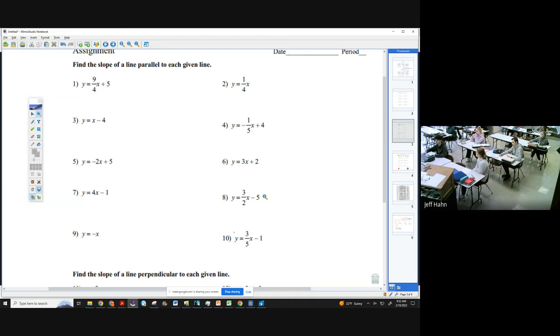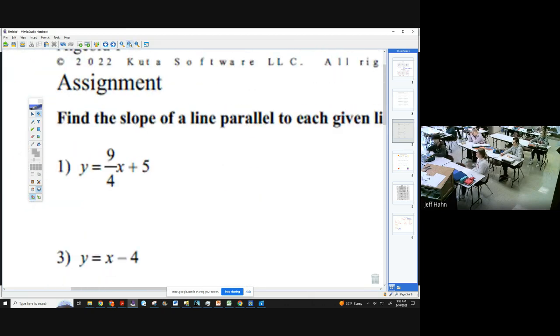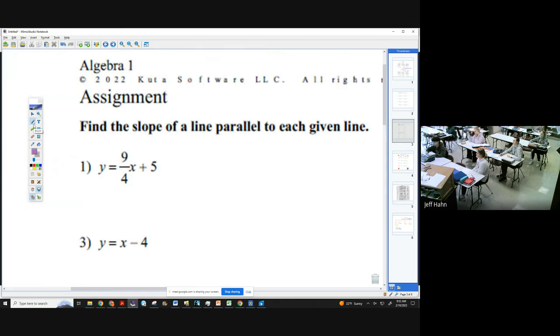5 is the y-intercept. What is the slope in slope intercept form? Remember, it's whatever's in front of the x. The answer to this would simply be 9/4. Every line parallel to this line would have to have 9/4 slope. I don't know if I'm going to give you any more answers on that because that's close.